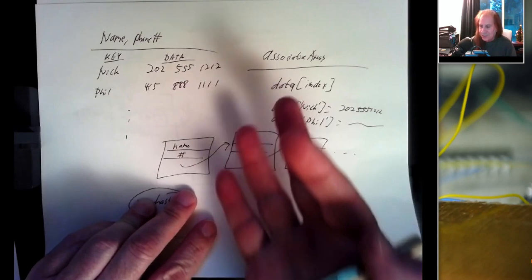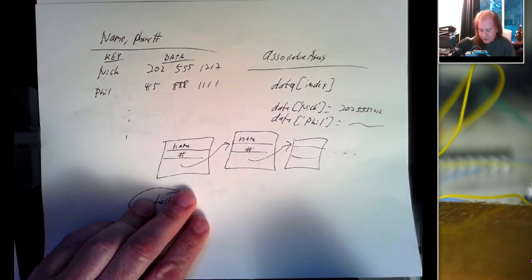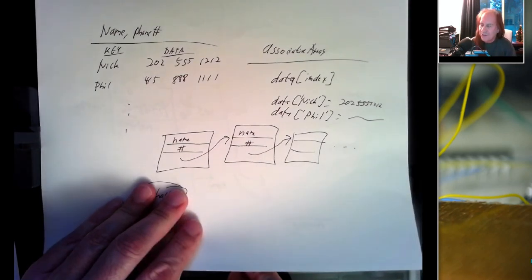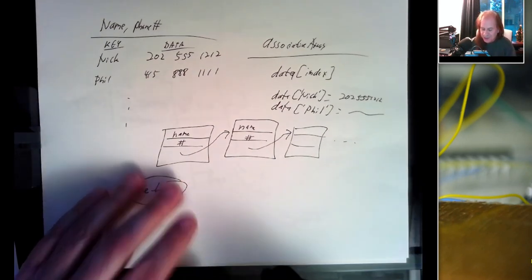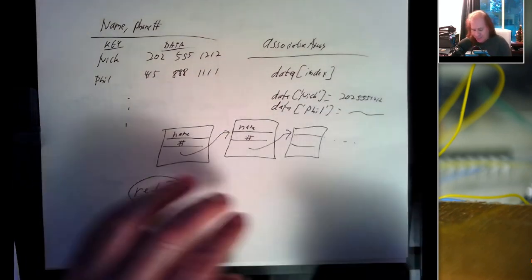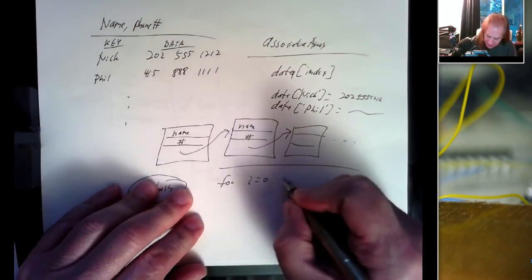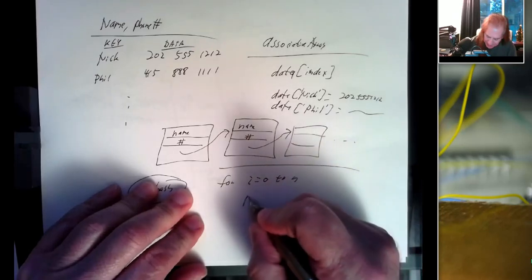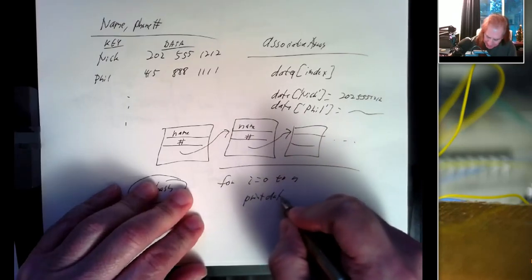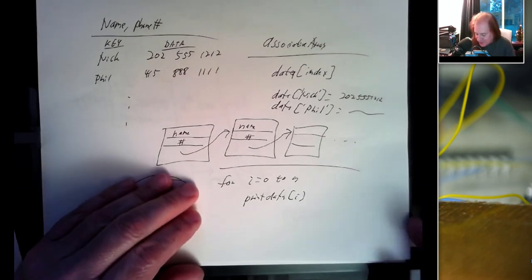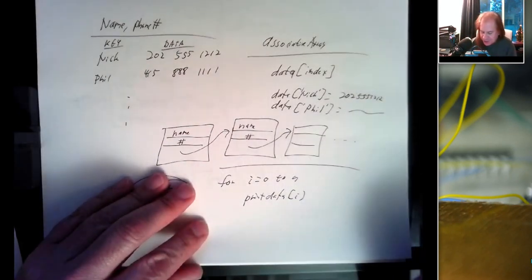Well, that's a very useful, powerful thing to be able to do, but it raises a complication, which is, what if I wanted to go through my array and look at all of the information inside the array? Now, if we have a plain old array, it's pretty simple. We can just say for i equals 0 to n, print data[i]. And if we have n plus 1 pieces of information in our array, this would print them.